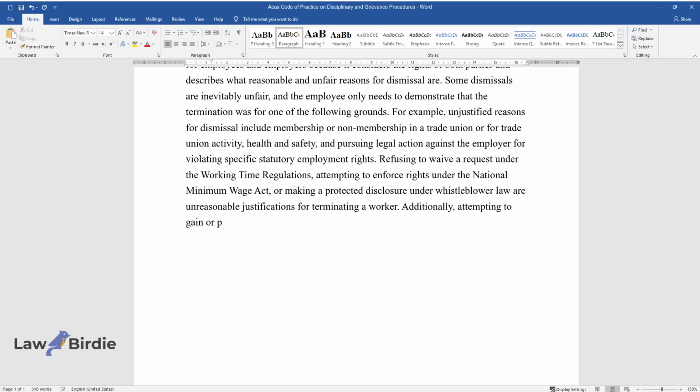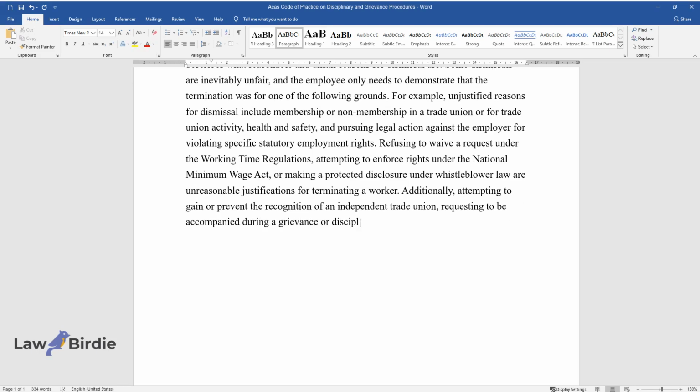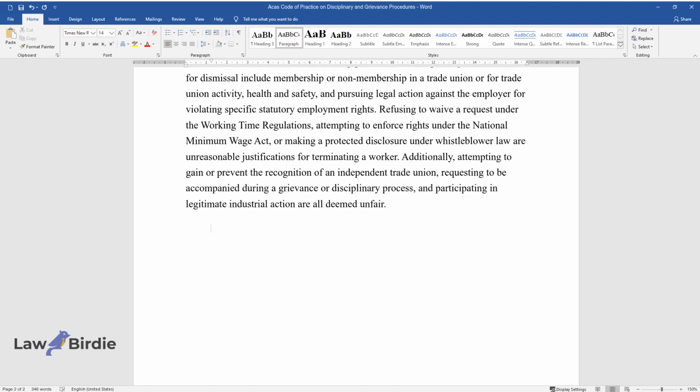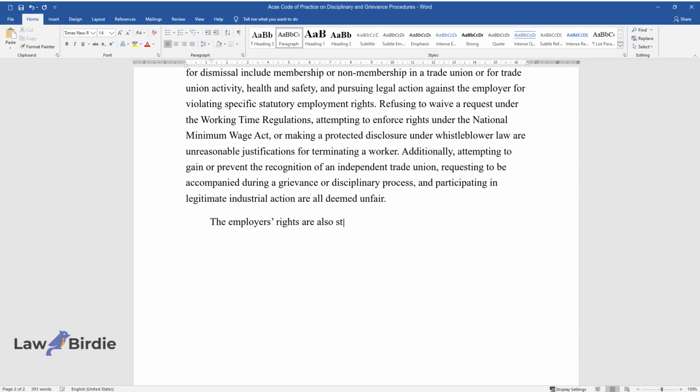Additionally, attempting to gain or prevent the recognition of an independent trade union, requesting to be accompanied during a grievance or disciplinary process, and participating in legitimate industrial action are all deemed unfair. The employer's rights are also stated clearly in the Acas Code of Practice.